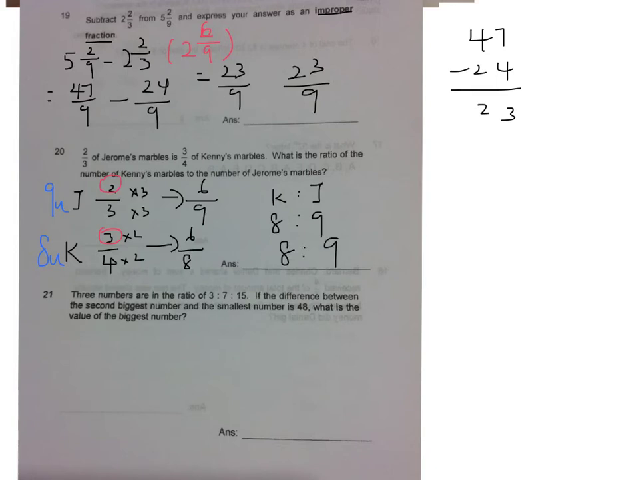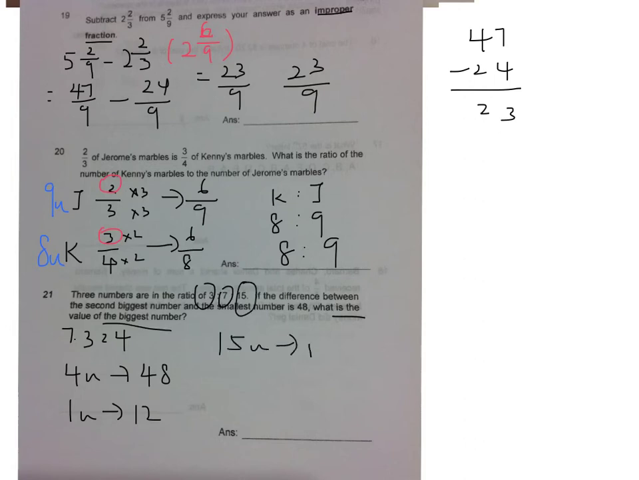Okay, question 21. Three numbers are in the ratio 3, 7 to 15. If the difference between the second biggest number, okay, that will be 7, and the smallest number is 48. So 7 minus 3, 4. So 4 units give us 48. 1 unit is actually 12. What is the value of the biggest number? Biggest number is 15 units, so that is actually 12 times 15. Okay, and that will give us 180. Question 21, answer is 180.